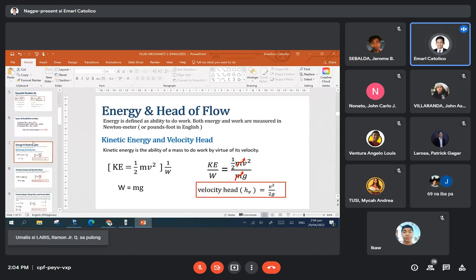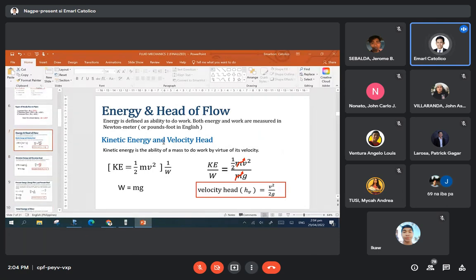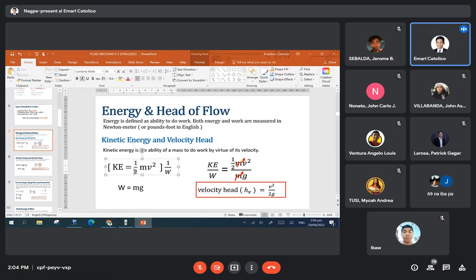Okay, na-discuss ko na to sa pumps, no? So hindi ko na masyadong i-elaborate. Kapag kinetic energy and velocity head, i-divide mo lang siya sa work. So work mo is mass times gravity. Kinetic energy is 1/2 mv squared, makakancel yung mass. Therefore, formula mo ng velocity head is v squared over 2g.